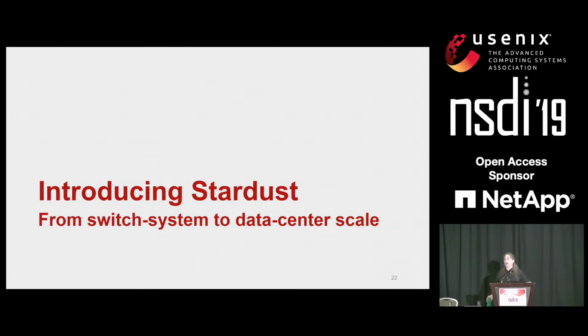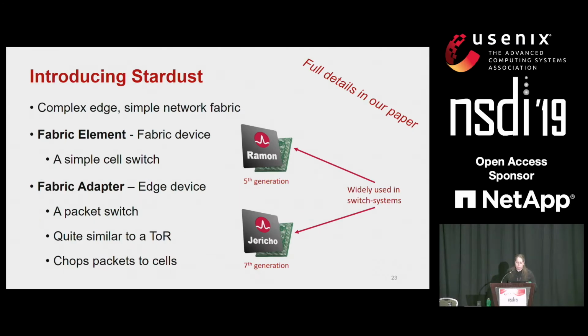So we introduced Stardust. And the idea in Stardust is to scale switch systems to data center networks. And the core idea is as following. Make the network fabric as simple as possible and push the complexity to the edge. We use for that 2 types of devices widely used in switch systems. The first device is what we call a fabric element device, which is basically a simple cell switch.